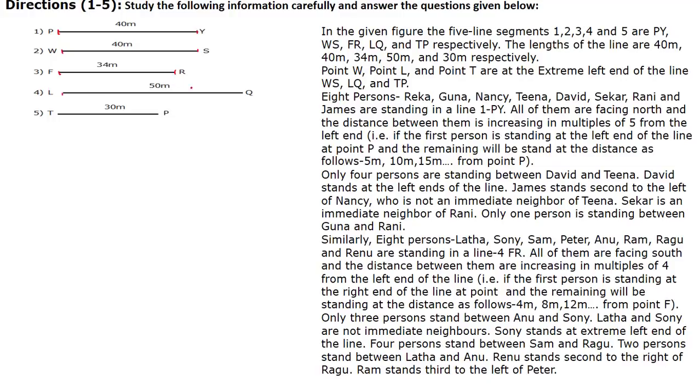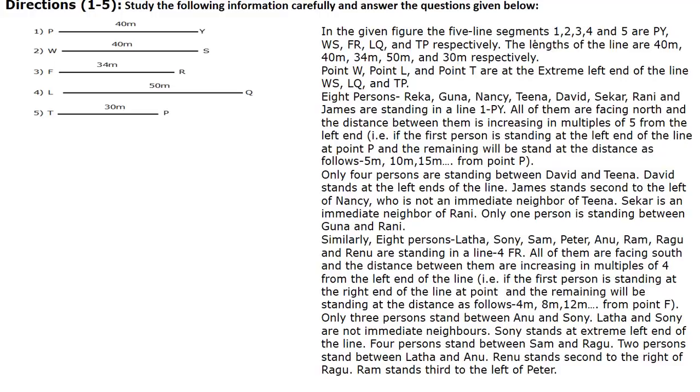The next one is L and Q. So the distance between L and Q is 50 meters. This is point L, this is point Q. And eventually this is the fifth line. So this is point T, this is point P. The distance between point P and T would be 30 meters. Okay, these are the basic informations which are provided. So based on this information, we need to see what this is all about.